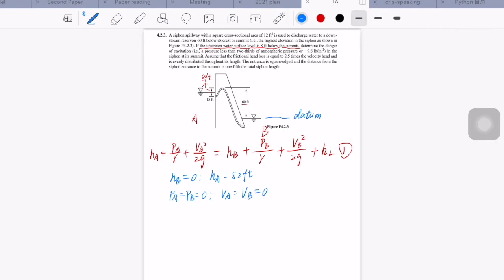And then the head loss includes the friction loss, the entrance loss and the exit loss. So HL equals HF plus HE plus HD. And we assume that the frictional head loss is equal to 2.5 times the velocity head. So HF equals 2.5 times V squared over 2G.